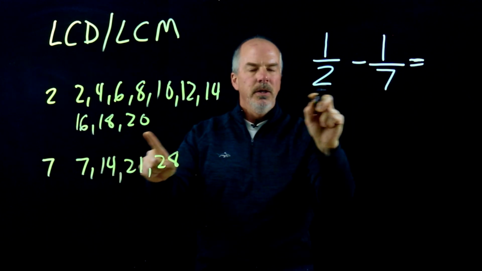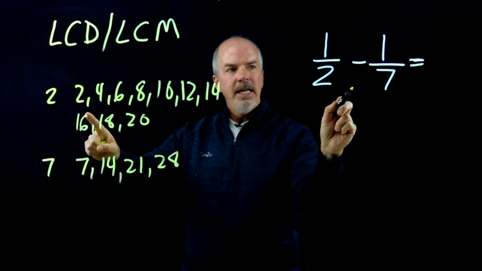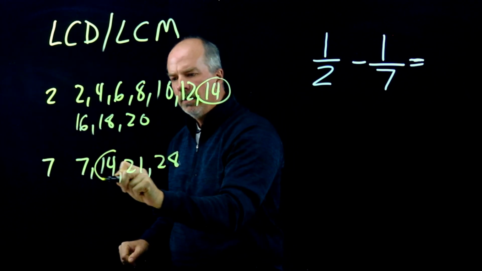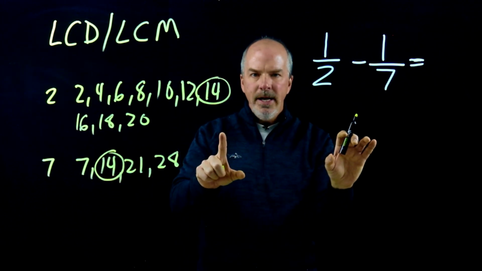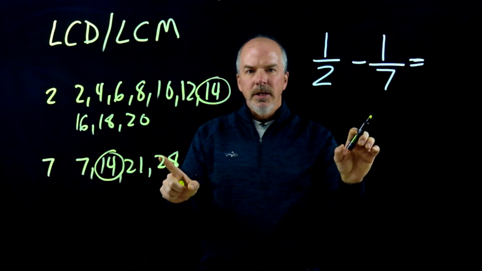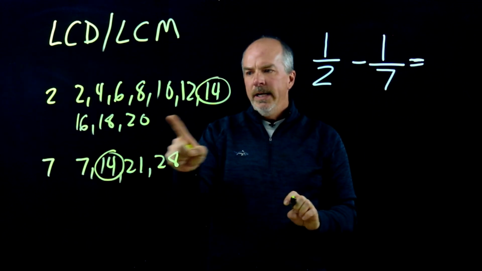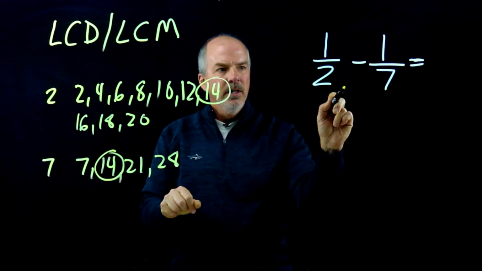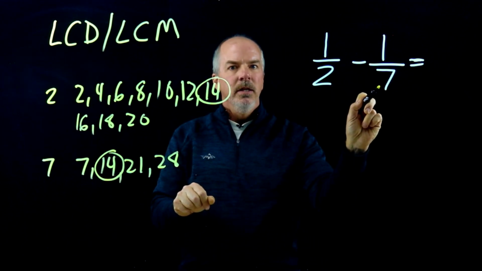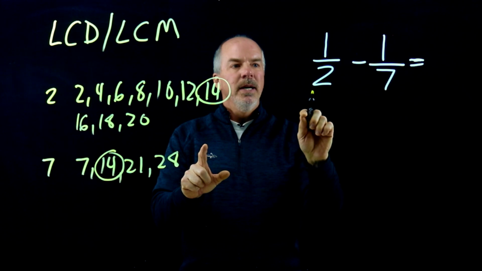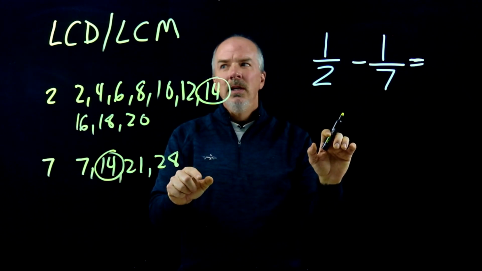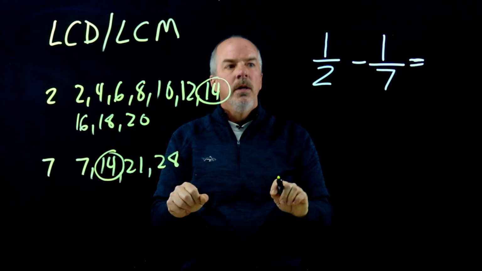Okay, so I can see that the least common multiple of 2 and 7 is 14. And again, if I kept on going out, I'd have more multiples that they share. Okay, 28 would be the next one. But again, we want the least common multiple. Also, you notice 2 times 7 is 14.